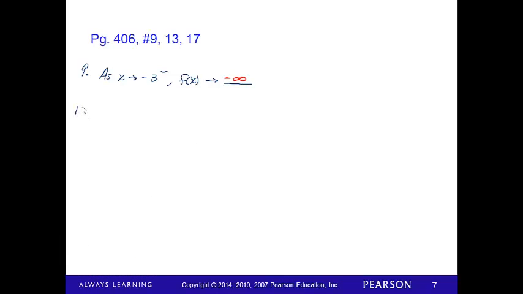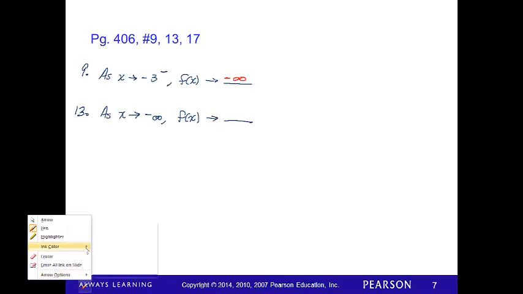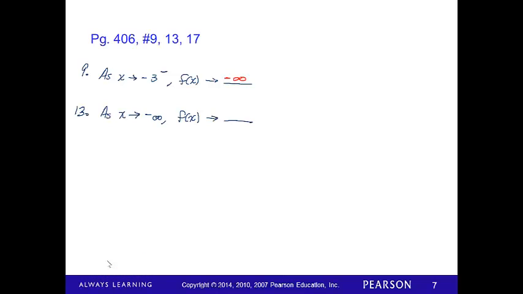All right, let's look at number 13. So now it says, as x approaches negative infinity, f of x approaches, again, blank. All right, so this time, let's get on our graph. And since we are approaching negative infinity, which means it's going to be in the far left direction, I want you to get on your x-axis. How about all of us start at the origin? Start at the origin, and then start moving towards the left on the x-axis.